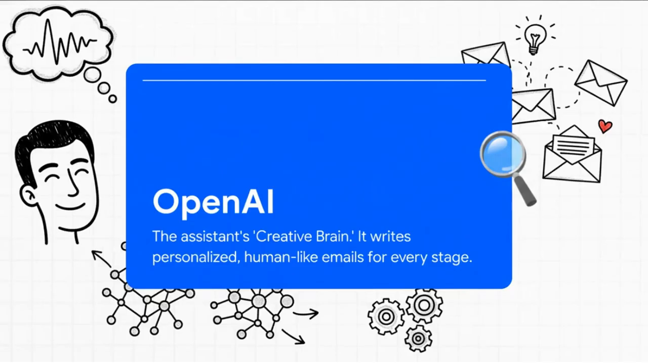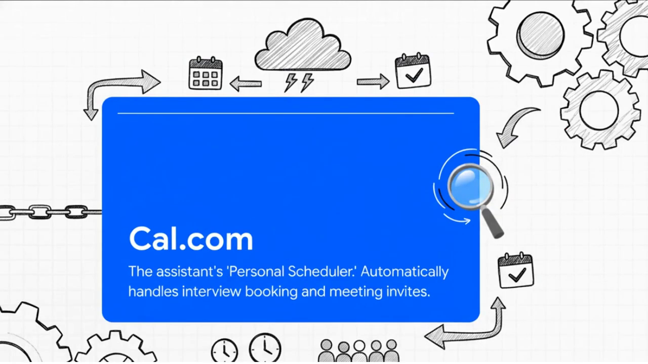So simple. Now for the smarts. OpenAI is the creative brain here, so you're not just sending out some stale robotic templates. No way! This thing actually writes personalized, context-aware, and superhuman-like emails for every single interaction. It's pretty amazing. We all know the pain of scheduling, right? Well, Cal.com just makes it disappear. It's like a personal scheduler that sends out a link, lets candidates pick a time that works for them, and bam, the meeting is on everyone's calendar. That whole back and forth email chain is just gone.